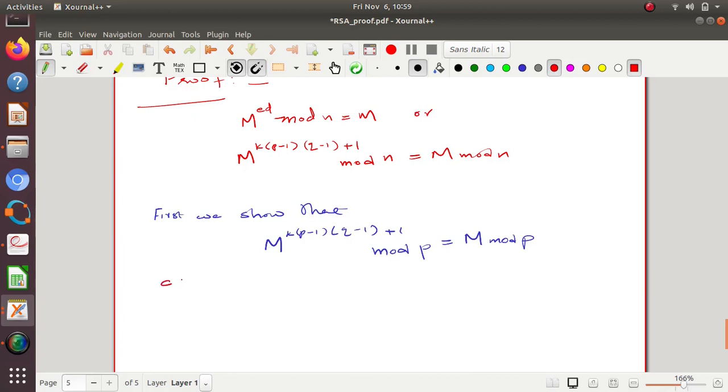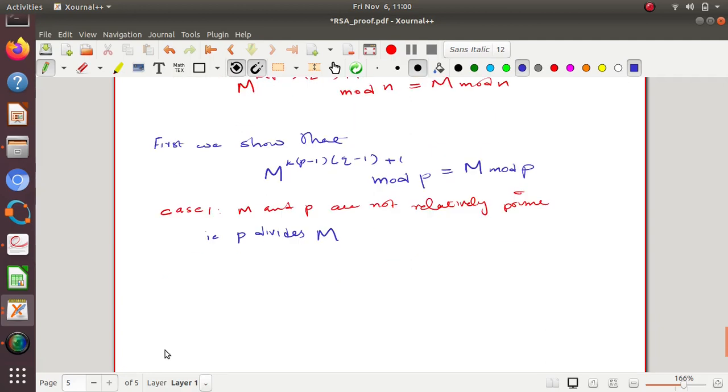Case 1: m and p are not relatively prime. If they are not relatively prime, then p divides m. That is, p divides m.